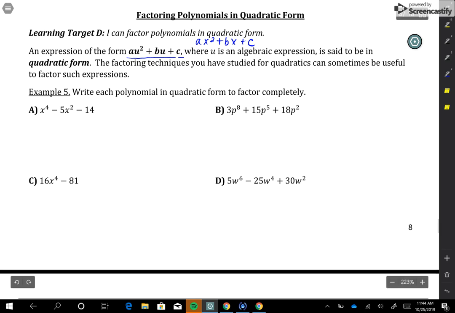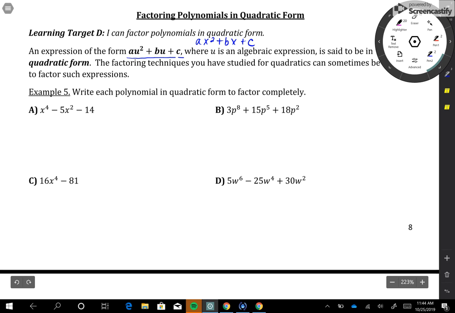So if we look at our first example, letter A, we have x to the fourth minus 5x squared minus 14. Now, we ask ourselves, is there something that we have in common in the first two terms that we could write as that thing squared and then just that thing? In this case, this x squared right here, could I rewrite x to the fourth as some power of x squared?